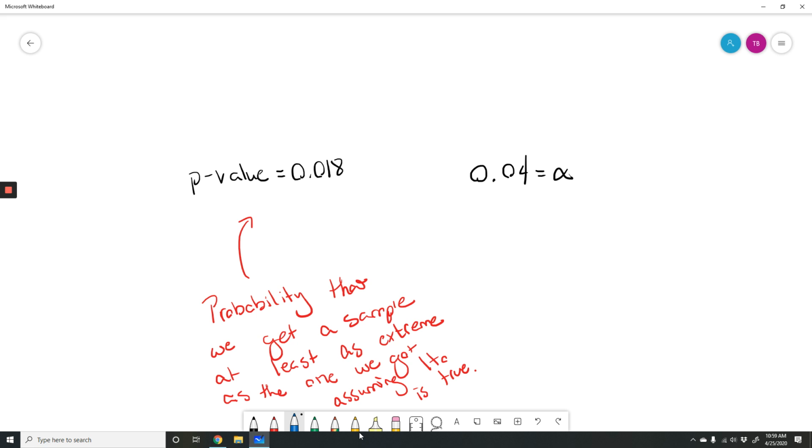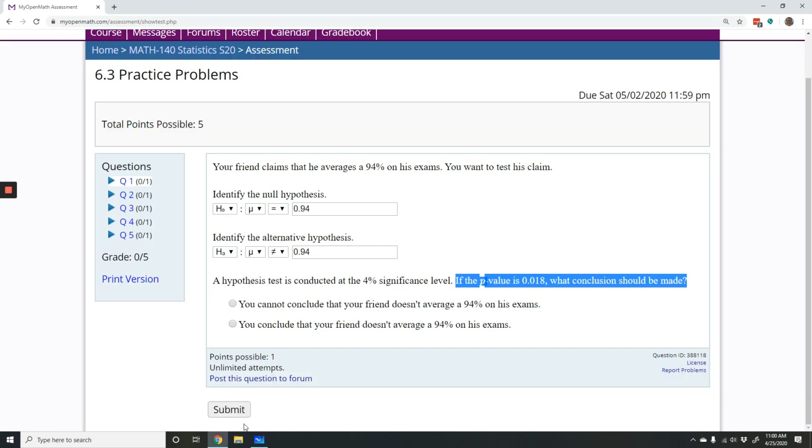In this case, our p-value is smaller than our alpha. It's less than alpha. Remember, alpha is our threshold. If we're smaller than that alpha, then our outcome is unlikely enough that we are comfortable in rejecting the null hypothesis. And so in this case, we are going to reject. We reject the null hypothesis.